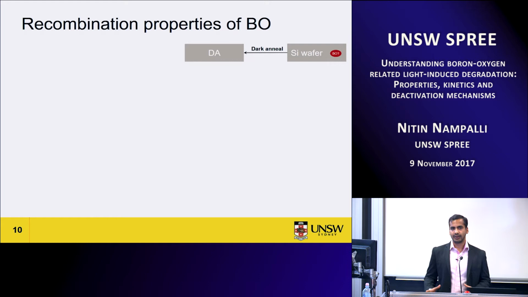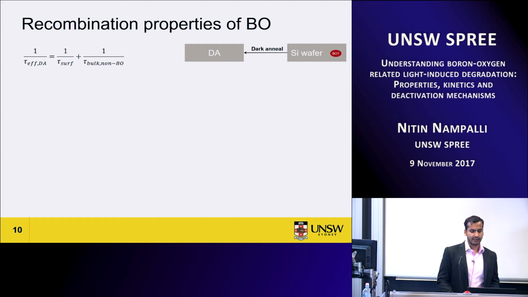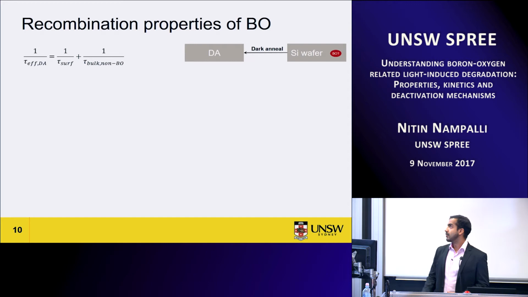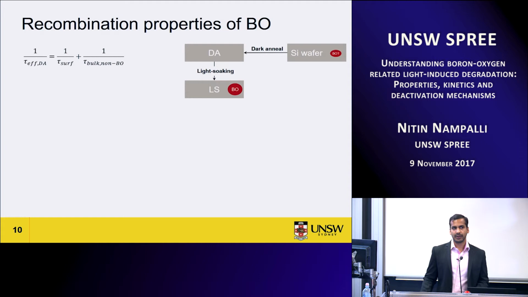And you can describe the effective lifetime related to this dark anneal state using this harmonic sum of, say, the surface lifetime and the background bulk lifetime in this case. And then if you light soak the wafers, you fully activate the boron oxygen defect, and your effective lifetime is now a sum that includes the SRH lifetime of the boron oxygen defect.